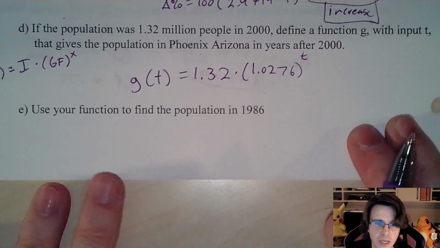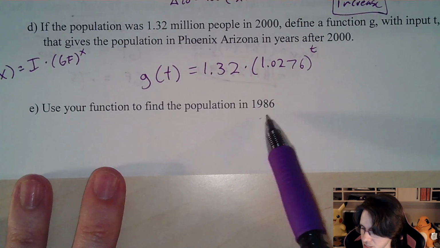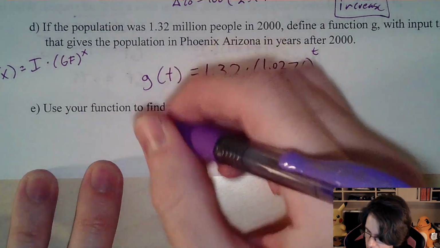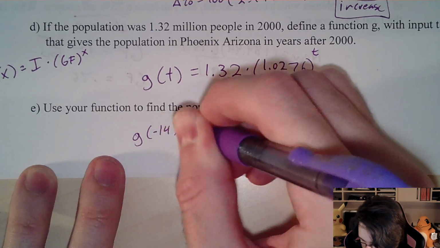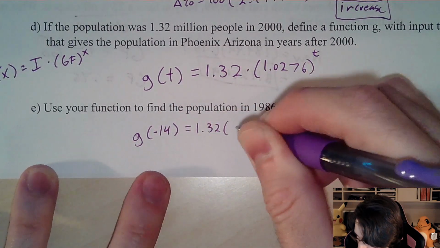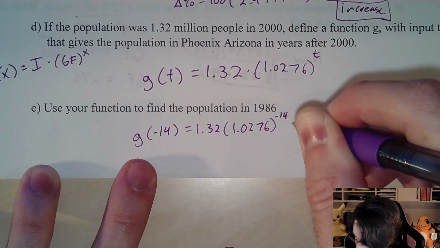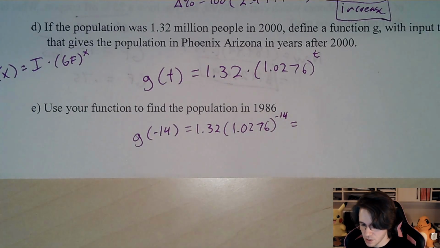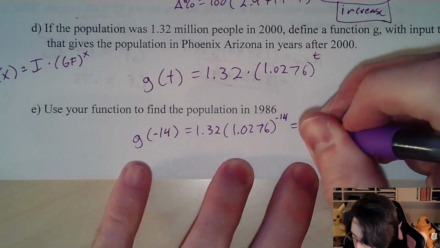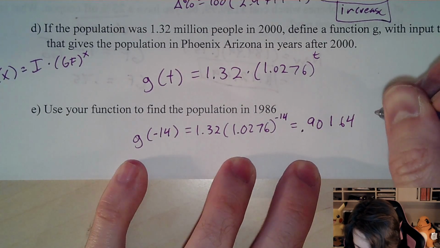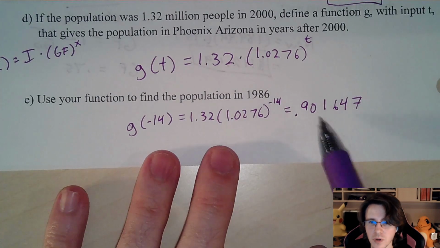What I was talking about earlier about being careful is you have to use your function to find the population in 1986. 1986 is before 2000, so it is 14 years back. So G of negative 14 is what you had to plug in: 1.32 multiplied by 1.0276 to the negative 14th power. And again, that is in millions. So we will have to convert away from millions at the end of the question. So we get 0.901647, going to 6 decimals because this is in millions.